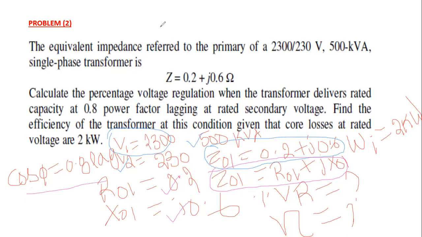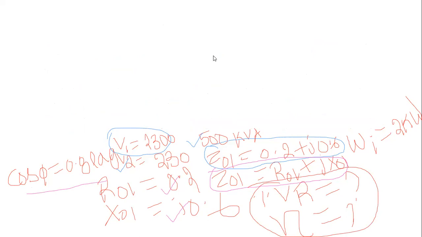Then we determine the efficiency and voltage regulation. These are the two terms that will be determined using this data. First, we write down the formulas for voltage regulation and efficiency. This is the given data. First, we write down the formula for voltage regulation, that is percentage VR.